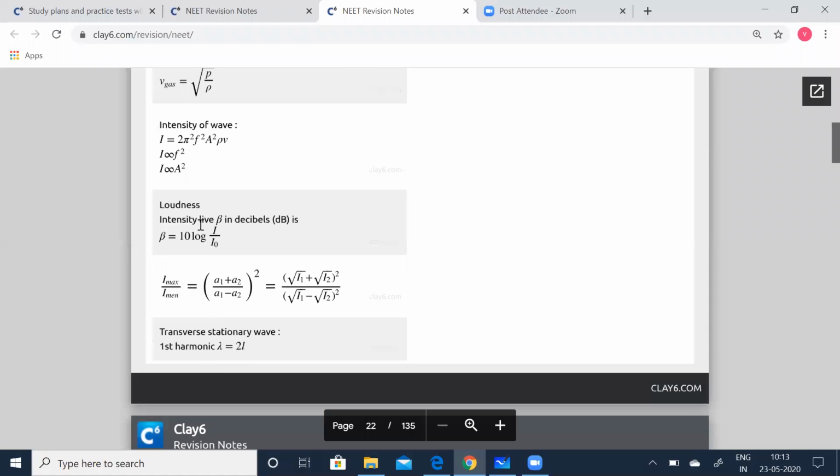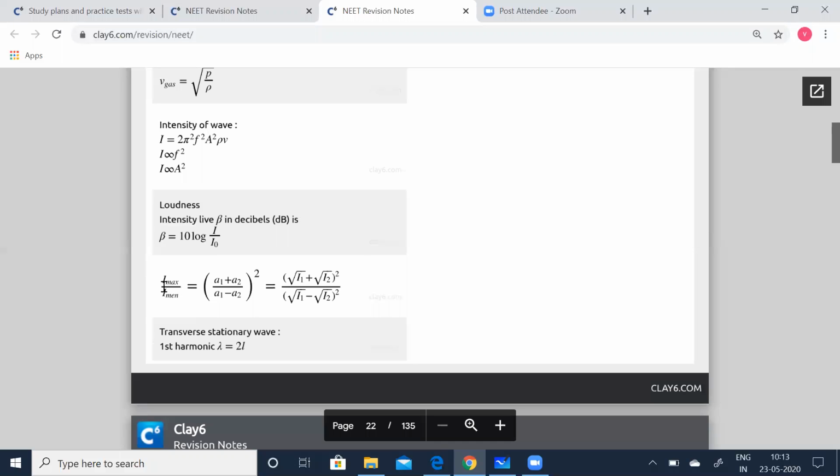Loudness. The intensity level beta is always measured in decibels, dB. So beta is equal to 10 log I by I0, where I is the final intensity and I0 is going to be the initial intensity. So I max by I min.